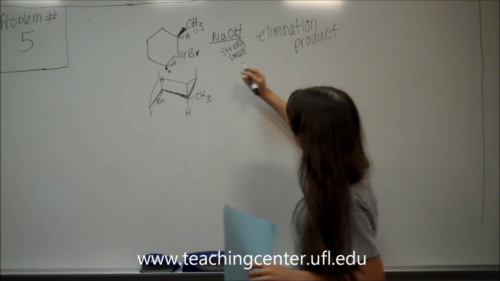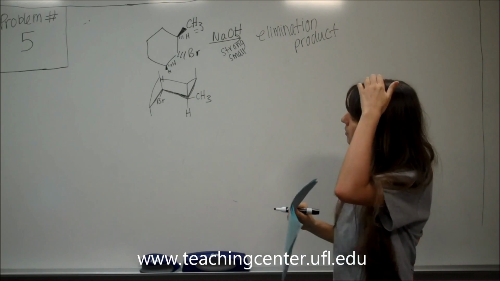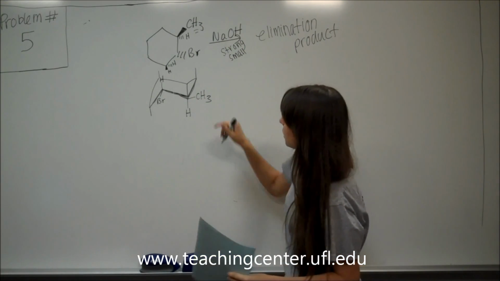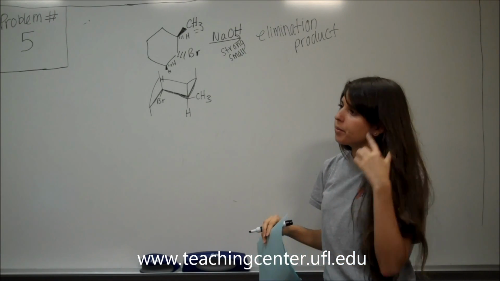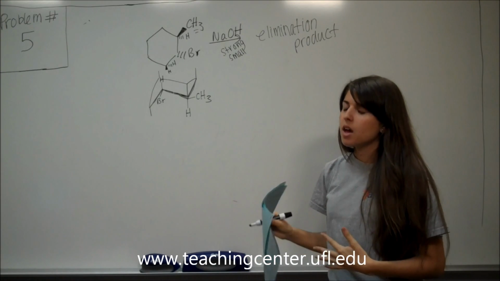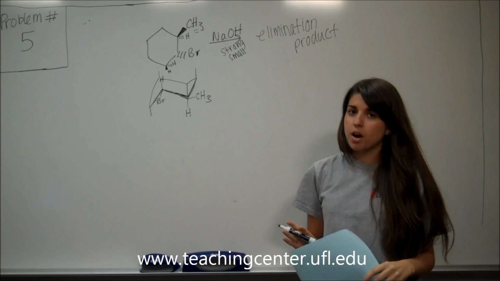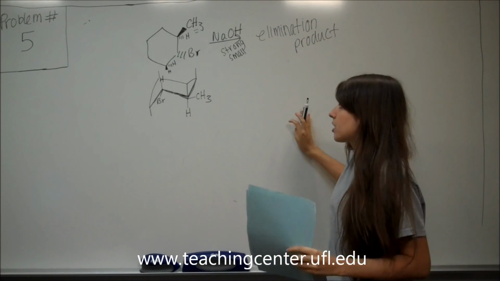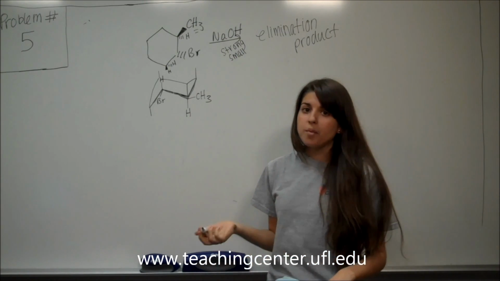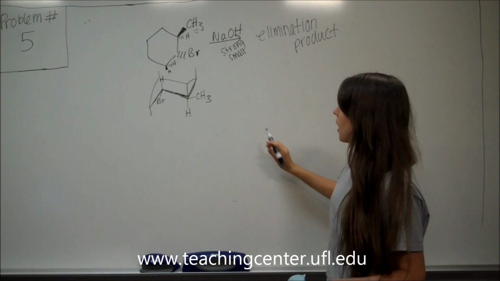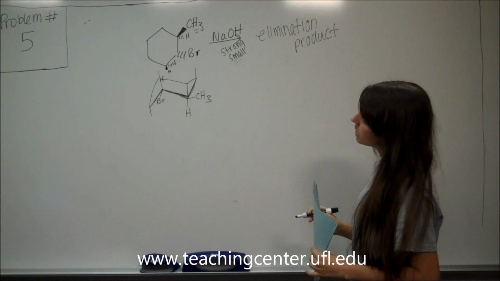So I drew in the hydrogens on each side of the halogen, and now we have to decide. Since we have a small base, we're thinking we're going to be making the Zaitsev product. But that's actually a trap for this question. Here we need to see if the Zaitsev product is even possible, and we're going to see that it's not. Remember, Zaitsev is the more highly substituted double bond product, and small goes with Zaitsev, huge goes with Hofmann. Just as a side note.